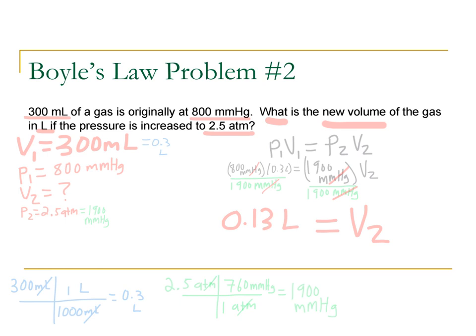Notice that my volume went down. It went from 0.3 liters down to 0.13, and my pressure went up. Okay, remember that was the relationship that we saw before, that when pressure goes up, volume goes down, and vice versa. And I'm assuming in this question that I'm keeping moles of gas constant and temperature constant. The question doesn't say anything about those things, so I have to make that assumption. If I don't, I can't solve the problem.